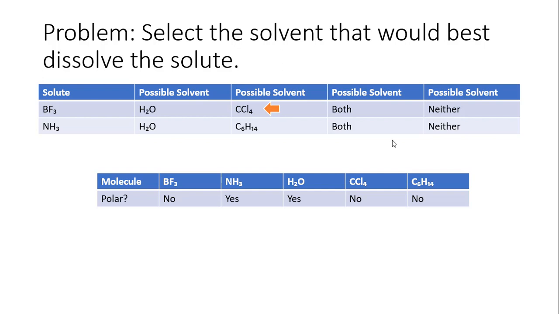Ammonia has a lone pair on the nitrogen, and it has hydrogen atoms, which means that it is capable of hydrogen bonding and is a polar molecule. The hydrogens on the water molecule and the lone pairs on the water molecule also make it capable of hydrogen bonding, and it is a polar molecule. So the solvent for ammonia will be water.